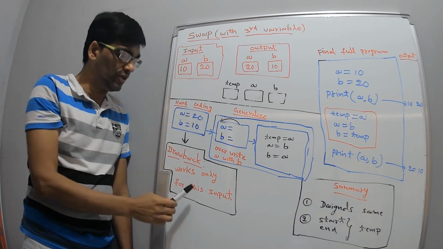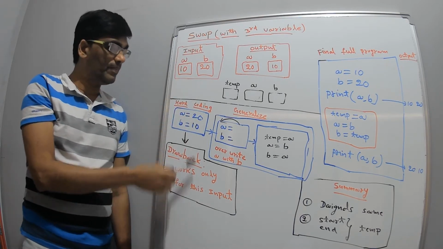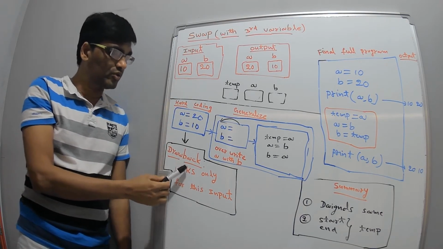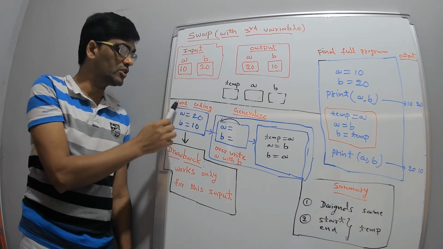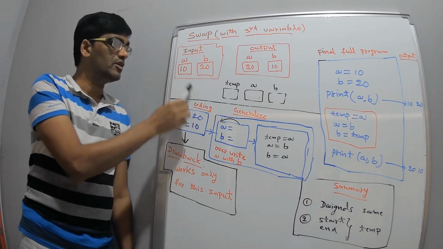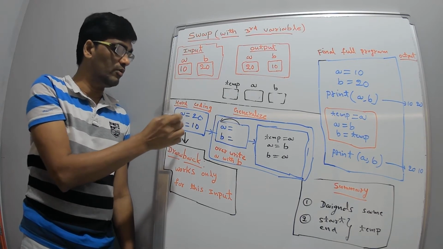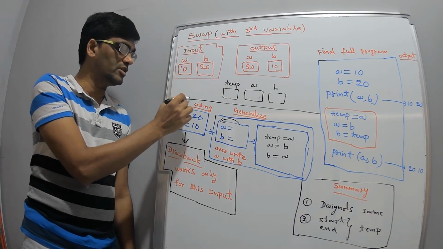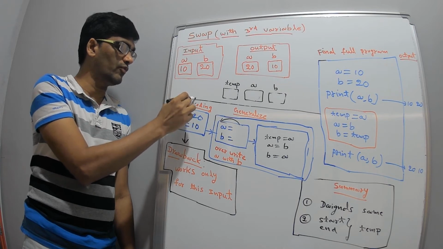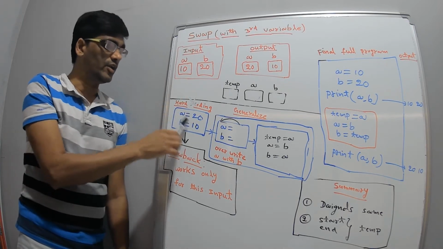Only for 10 and 20 will this program work. If you give other numbers it won't work, so that is the drawback. So this approach is called hard coding, which means whatever input is given, the same output will come. So this is never suggested. This is not good programming, because it won't work for other inputs.